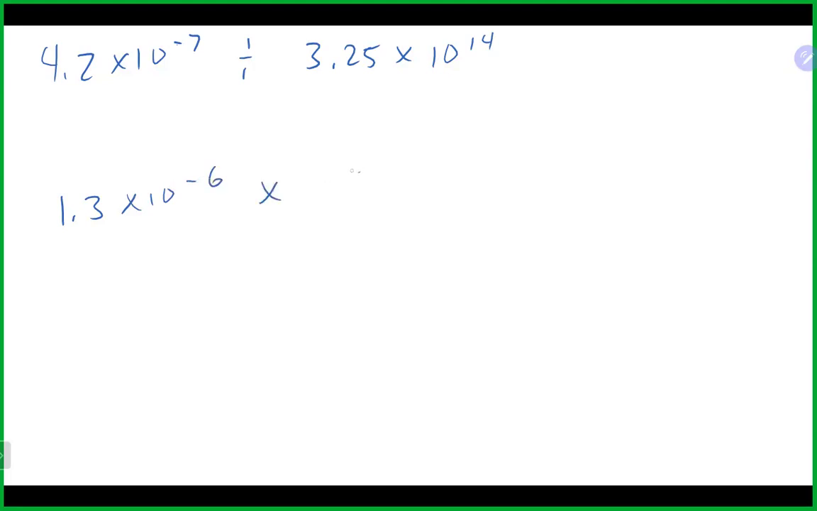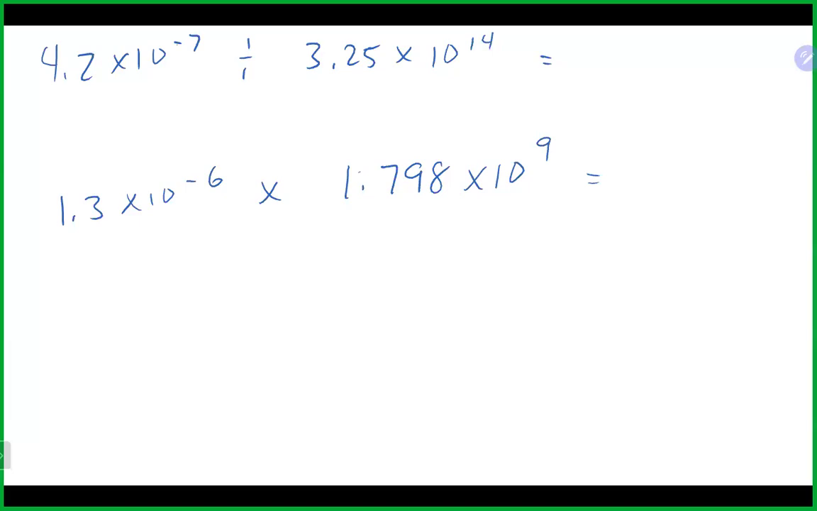Let's do 4.2 times 10 to the minus 7. We'll divide it by 3.25 times 10 to the 14. See what you get. And then let's do 1.3 times 10 to the minus 6 times 1.798 times 10 to the 9. All right, see what you get. I'll do it as well because I just made it up. We'll hopefully get the same answer.